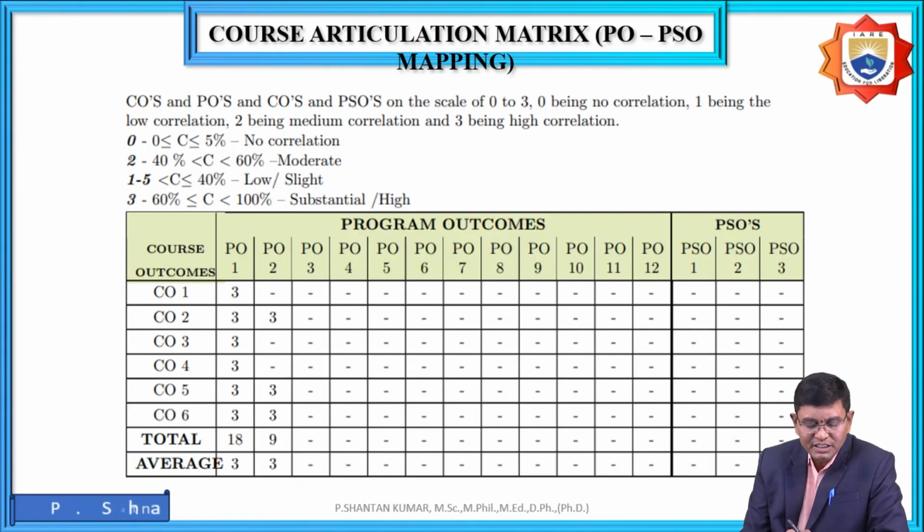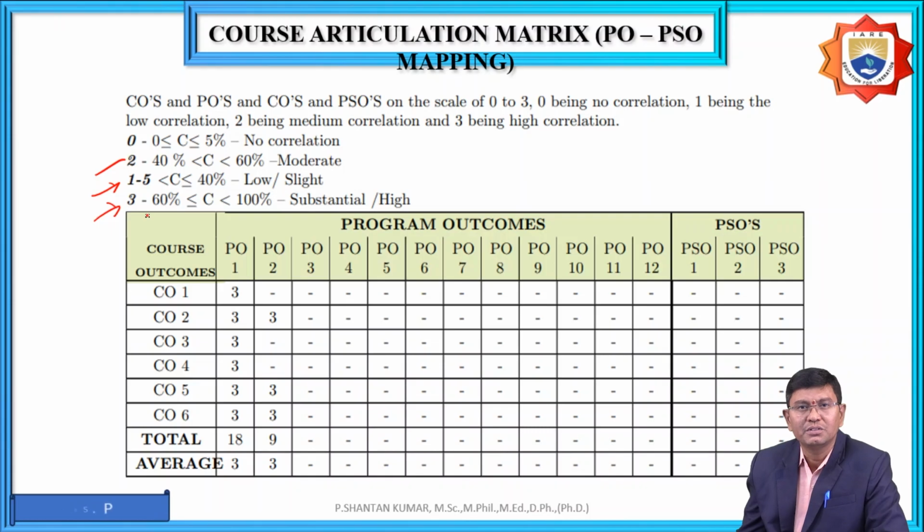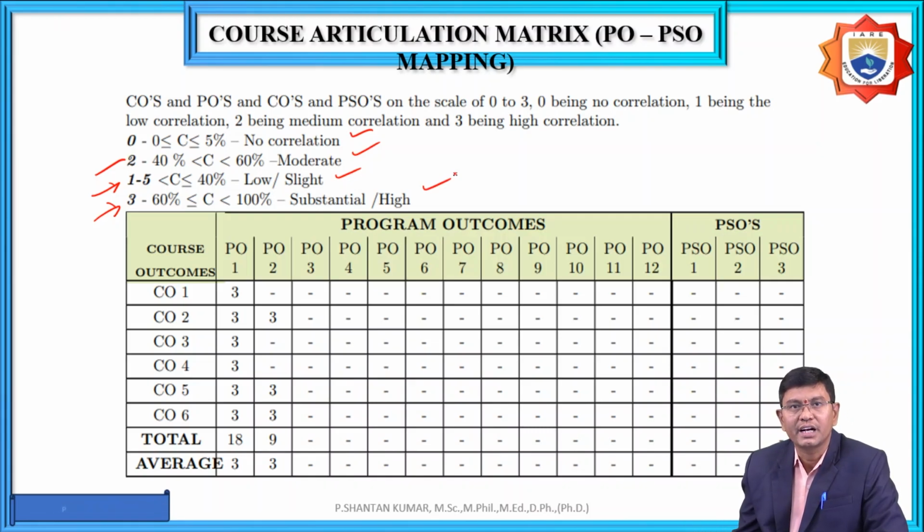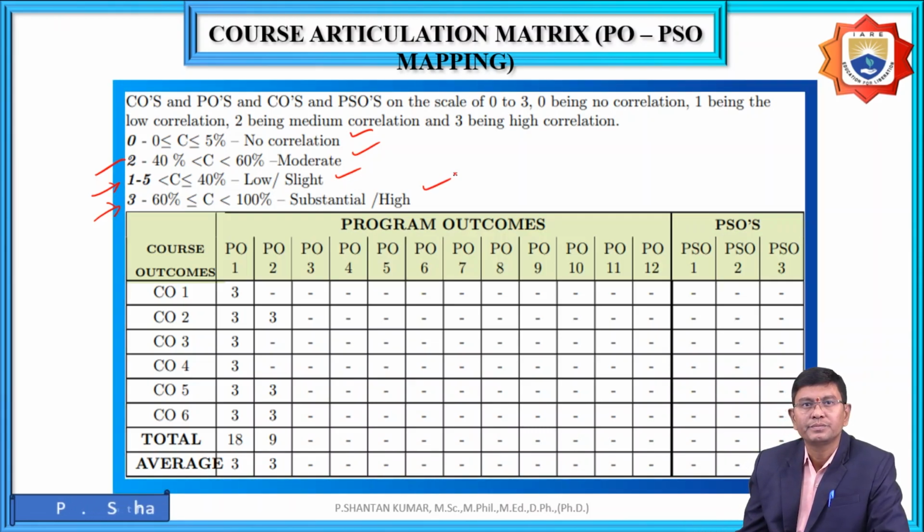And based on the levels 1, 2 and 3: level 1 is up to 40%, level 2 is 40% to 60%, and level 3 is 60% to 100%. That means the correlation is none, low, moderate, and high. This is the meaning of the articulation matrix for the concerned POs and COs.